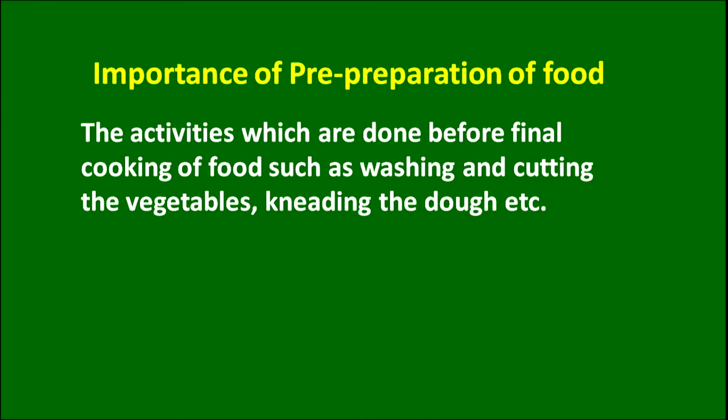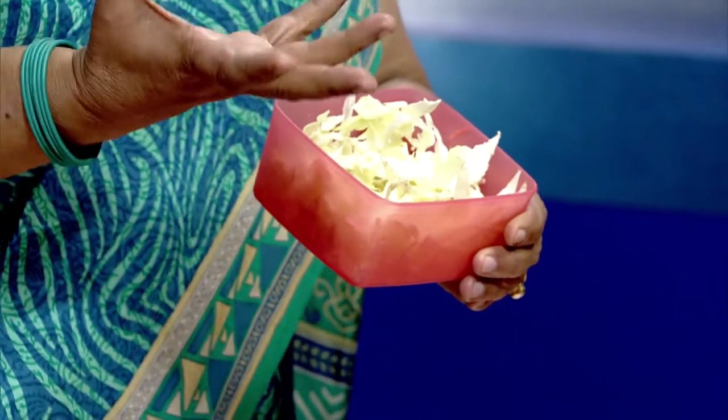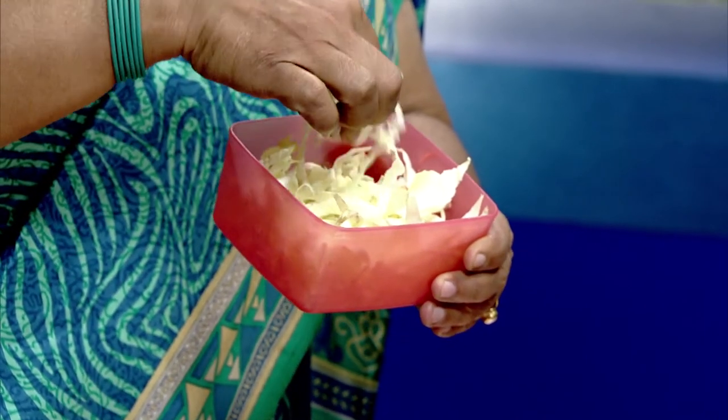Now, the most important part of this lesson is the importance of pre-preparation of food. What is this pre-preparation? Activities which are done before the final cooking of food, such as washing, cutting, kneading the dough. So, in all, it is the activity by which the raw food is converted into a form that can be cooked. I'll show you one example here. This is the form of a vegetable. You cannot cook the whole cabbage here. So this is the form of cabbage which is pre-prepared before the cooking.